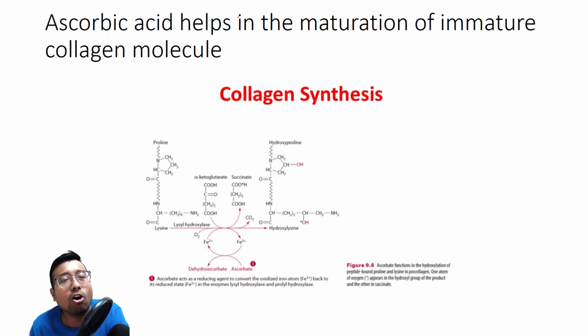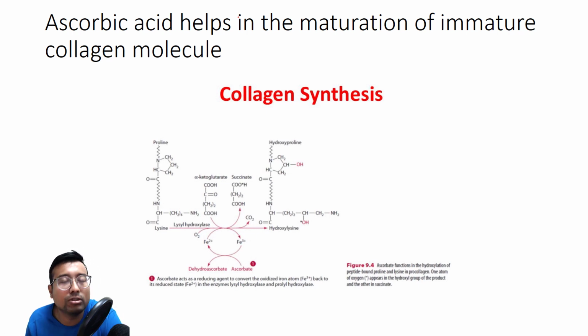Next, ascorbic acid helps in maturation of immature collagen molecule. Okay, this is a key step in collagen synthesis. If you are being taught about the protein chemistry chapter, of course it must have been discussed in class, but what you need to know is the ascorbic acid actually acts as a reducing agent. What does it reduce? It reduces iron. It reduces iron from Fe3+ to Fe2+, right?